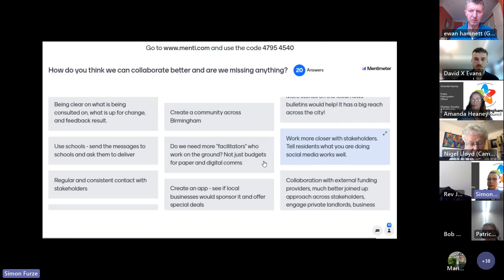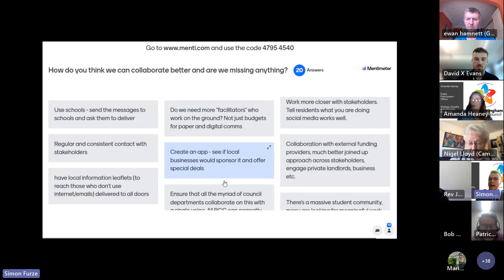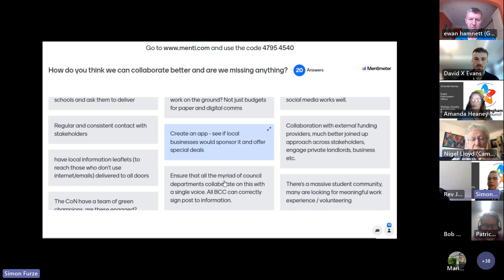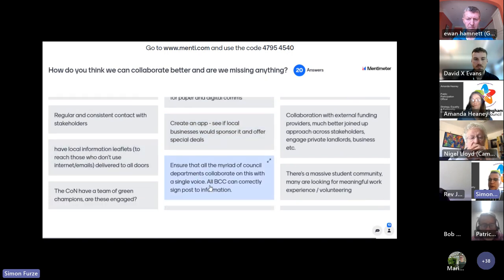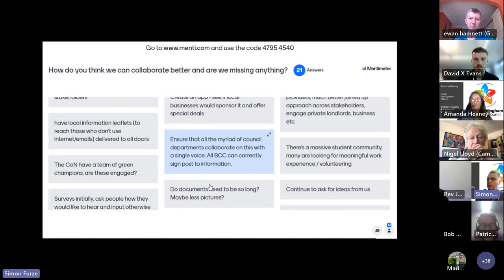Working more closely with stakeholders. And I think in that we should make sure that a major stakeholder is the people of Birmingham. So create an app to see if local businesses would sponsor it and offer special deals. Is there anything more in the chat you want to bring, Amanda?